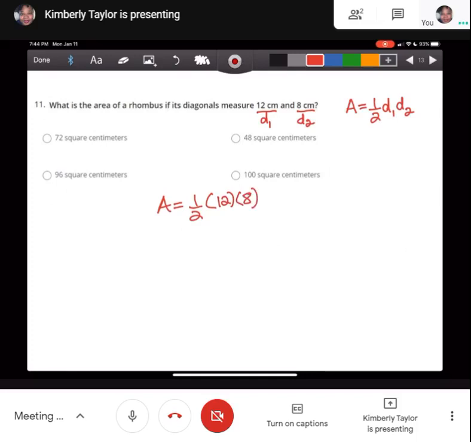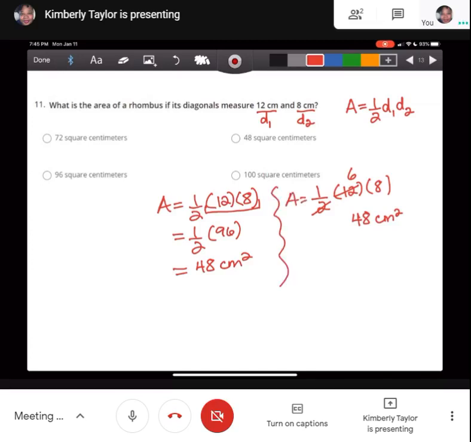When it comes to the math, you could multiply these together, which will get you 96, and then divide by 2, and you'll get 48 square centimeters. Or if you are pretty good at your math and you remember to simplify your factors, you can do that ahead of time and make this 6, and then 6 times 8 is going to get you 48. So it's two different ways, same answer: 48 square centimeters.